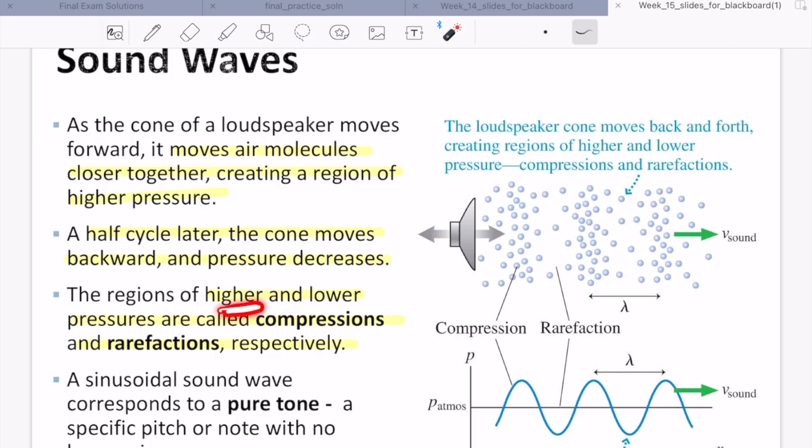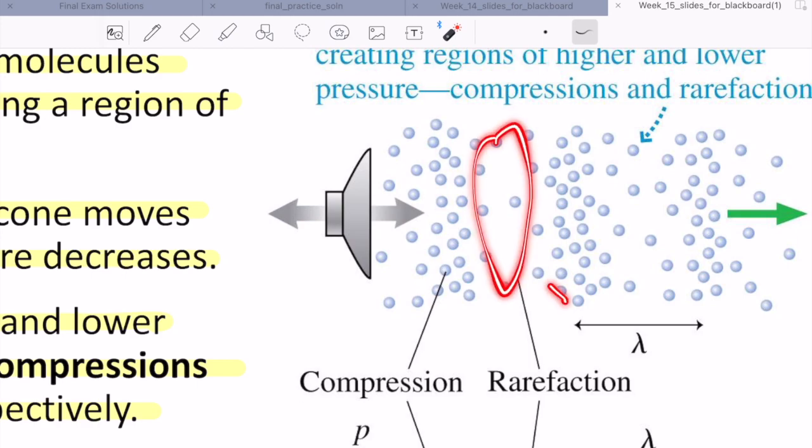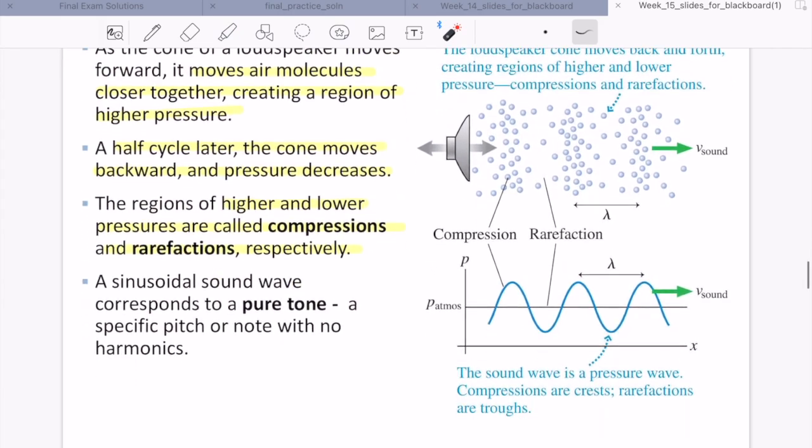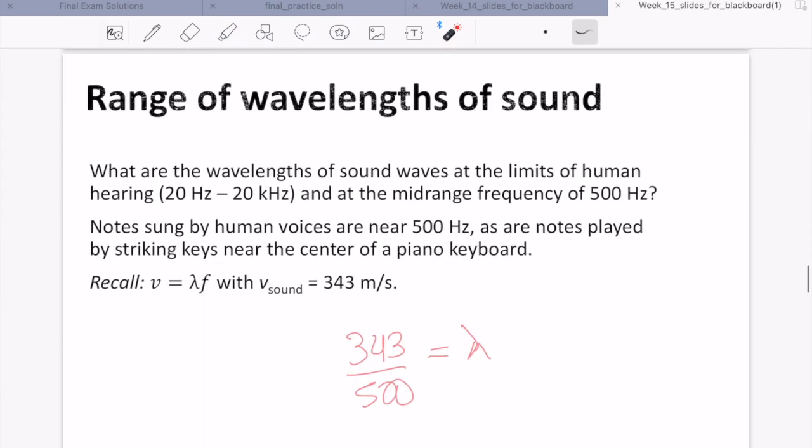Pressure decreases are called rarefactions. So higher regions of pressure are called compressions, and lower regions of pressure are called rarefactions. Right here, this would be a rarefaction because there's not a lot of pressure. Right here would be a compression because there are a lot of particles there, so more pressure. You really have to know pure tone.